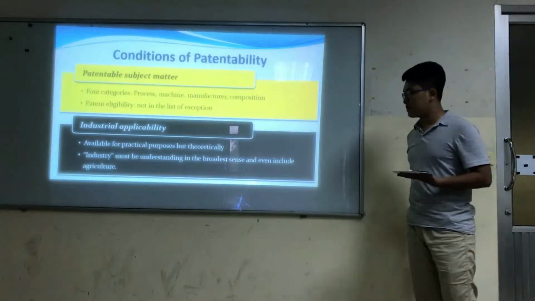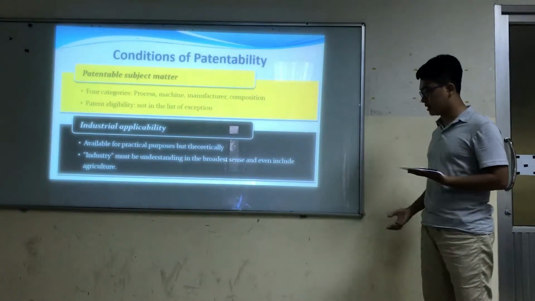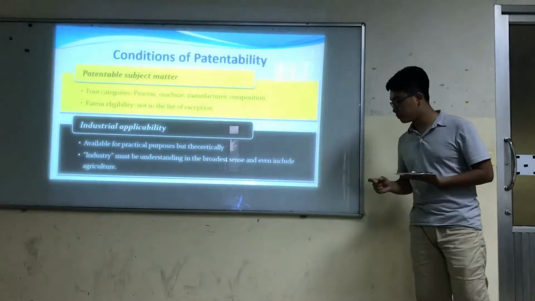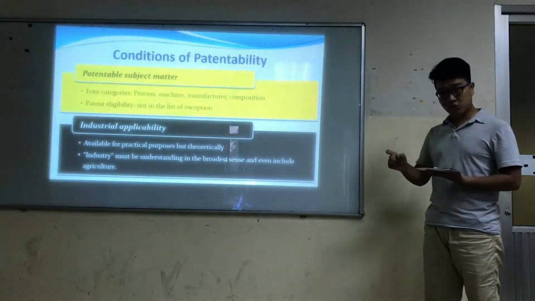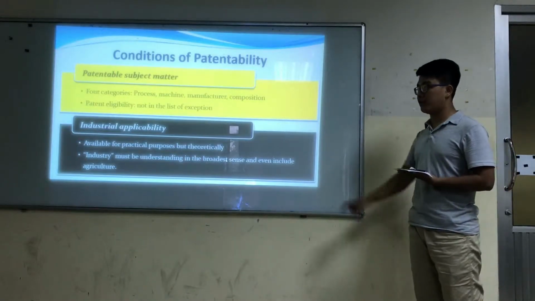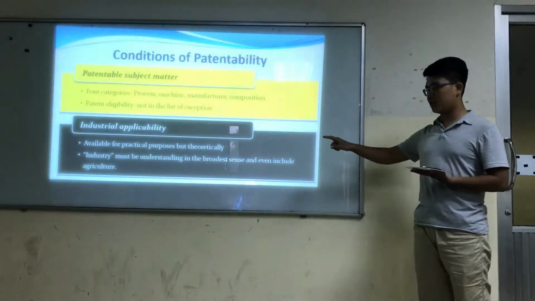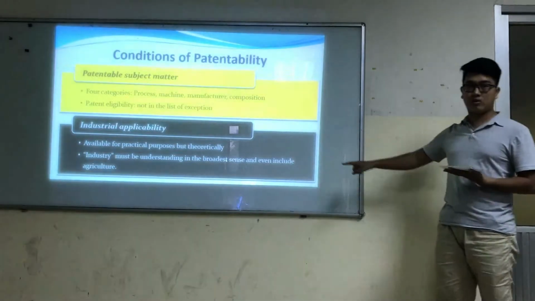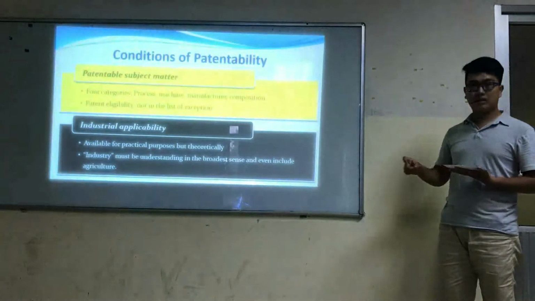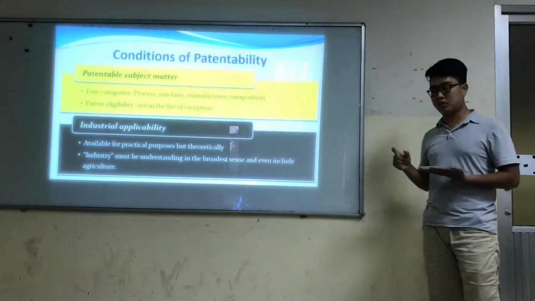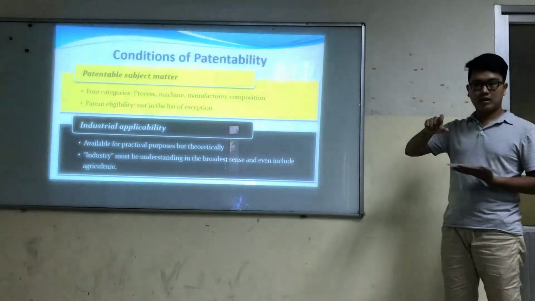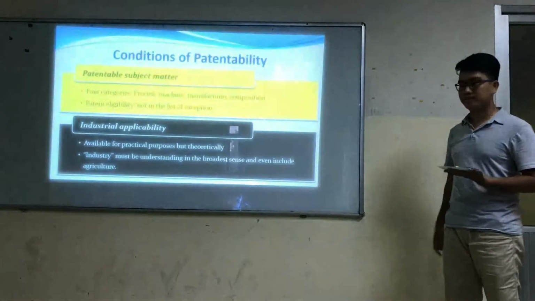The second requirement for patent is industrial applicability, which means that it must be available for practical purposes and not only theoretically. And industry should be understood in a very broad sense in this intellectual property right, which means that it can include any sector in industry.